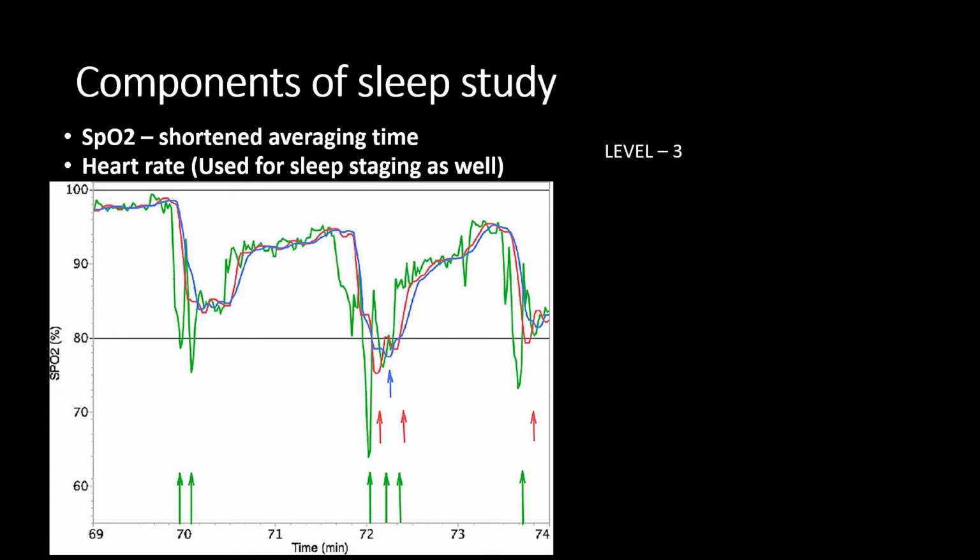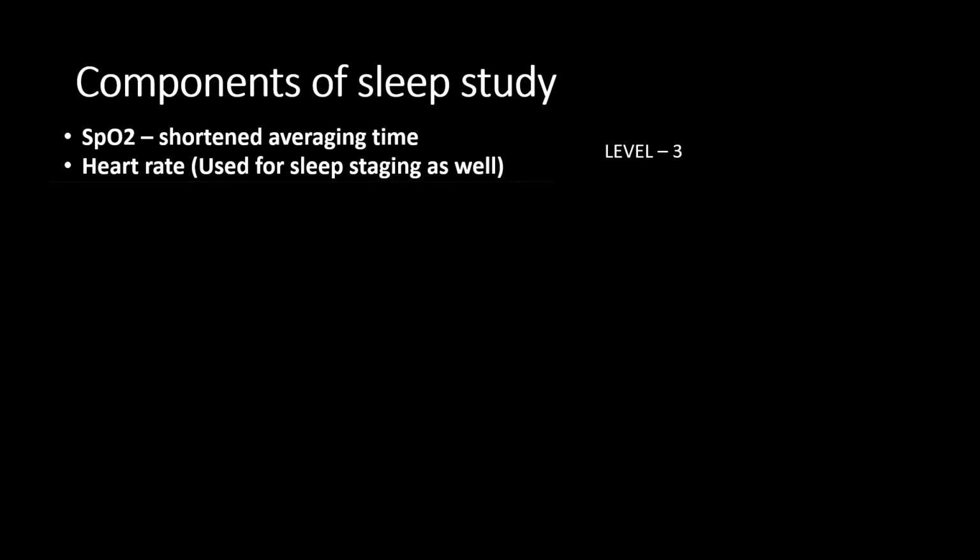In a sleep study monitor, the saturation averaging time is only 2 seconds, where more desaturations are picked up. You can see in this diagram, the green is the 2-second averaging, and it's picking up more than 6 desaturations for the same time, compared with the other averaging seen in red, which is the 5-second averaging, and blue, which is 10-second averaging, which are much less sensitive.